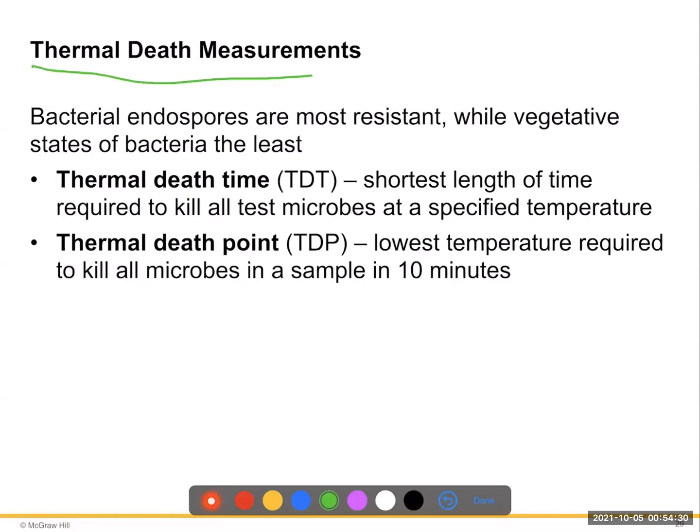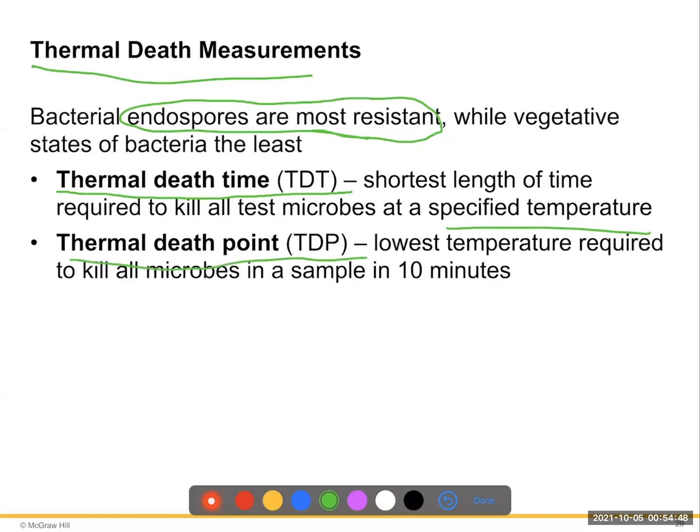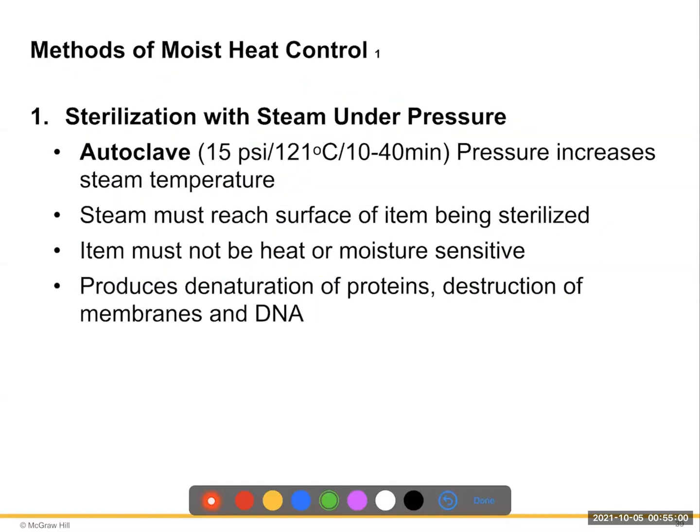Thermal death measurements. Bacterial endospores are the most resistant, we talked about. Remember, it's endospores that are resistant. Thermal death time is the shortest length of time required to kill all test microbes at a certain temperature. Thermal death point is the lowest temperature that is required to kill all microbes in a sample in 10 minutes. So the two definitions you need to know: thermal death time, shortest time, and thermal death point, the lowest temperature, in 10 minutes.